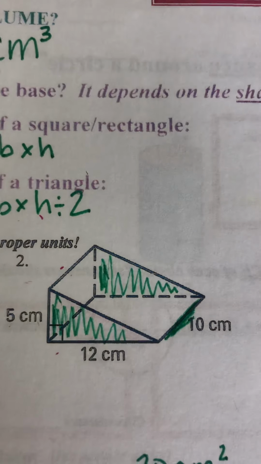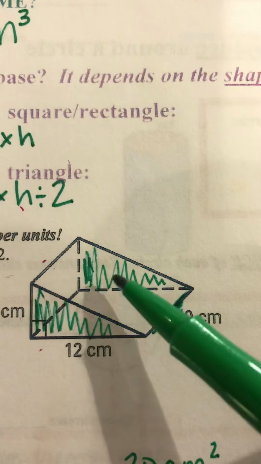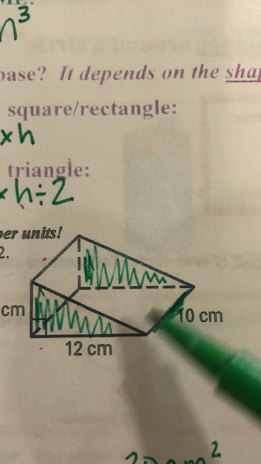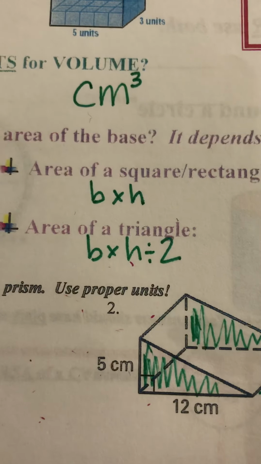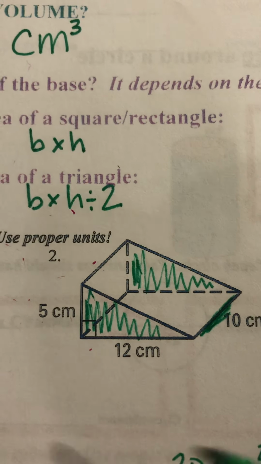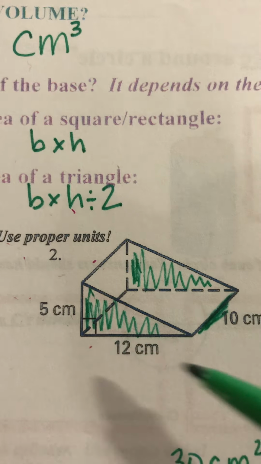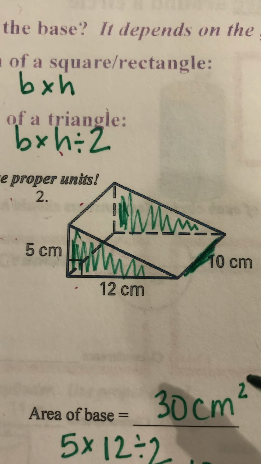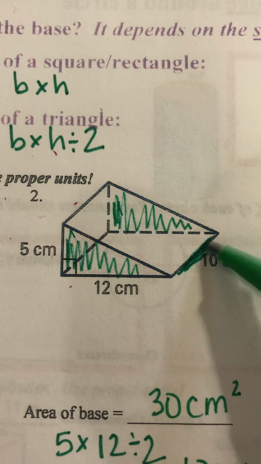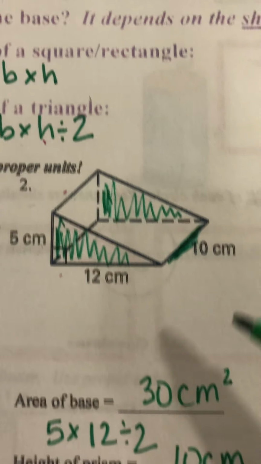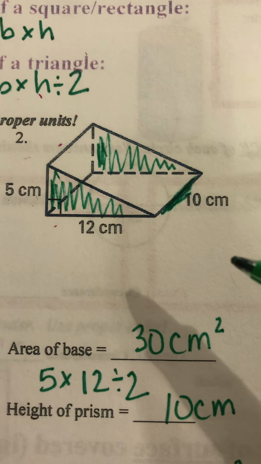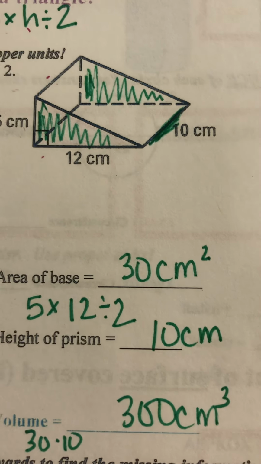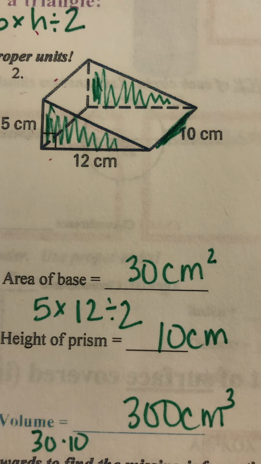That's all it is. The next one here is a triangular prism. The bases are the triangles. This is the one where people often think that the base is the rectangle that it's sitting on, but the bases are the two triangles. How do I find area of a triangle? Base times height divided by 2. So the area of this triangle, 5 times 12 divided by 2, which is 30. The height connects the two bases, so it connects the two triangles, and the height here is 10. Area of the base times height, 30 times 10, 300 centimeters cubed.